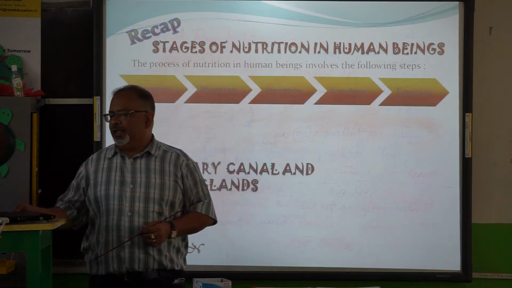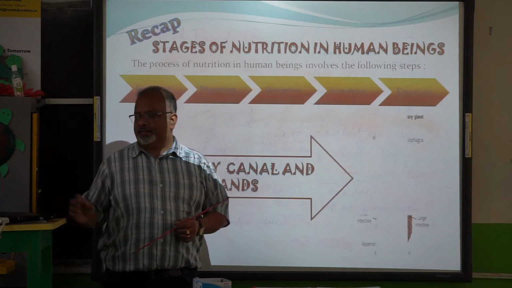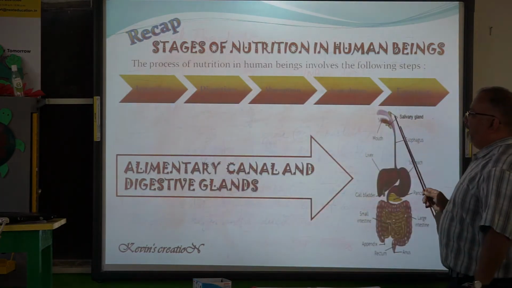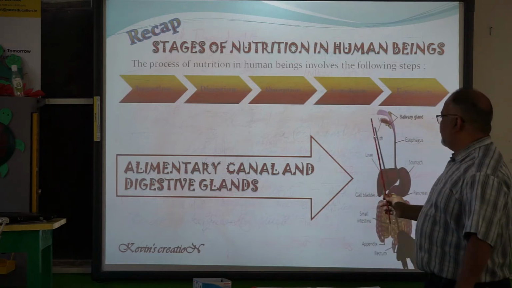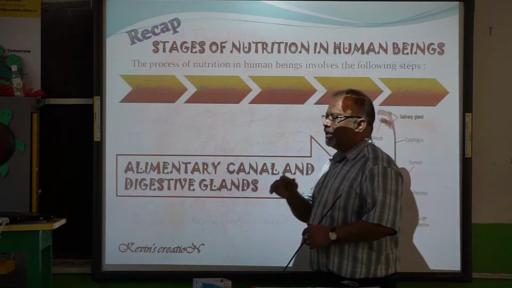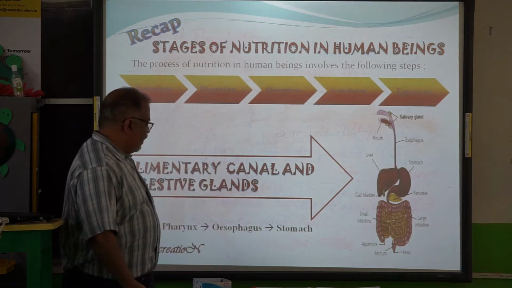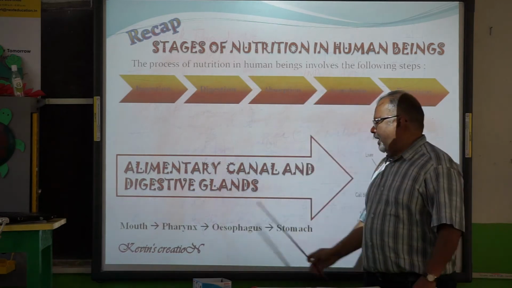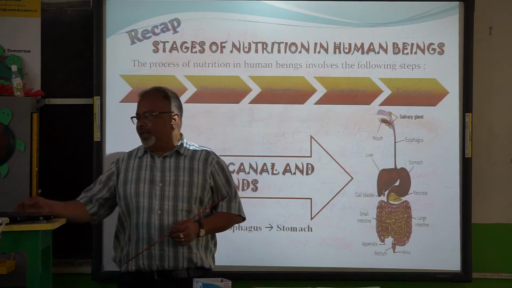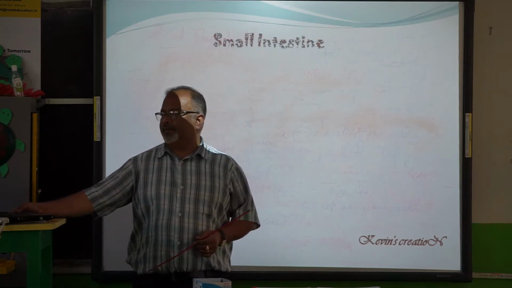Then we also studied about alimentary canal and digestive glands. Some already we have done, like salivary glands, mouth, inside that set of teeth, esophagus or the food pipe, before that pharynx, and then stomach. That was the last thing we did in the previous video. So we have already discussed mouth, pharynx, esophagus and stomach. After stomach, the alimentary canal leads to small intestine. So from there we will be starting in this video.